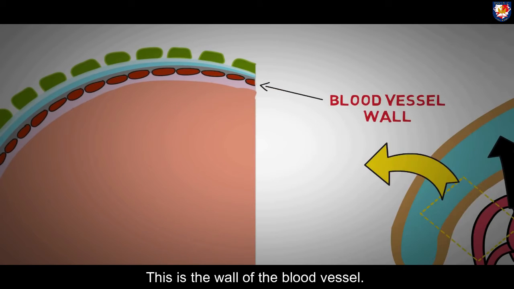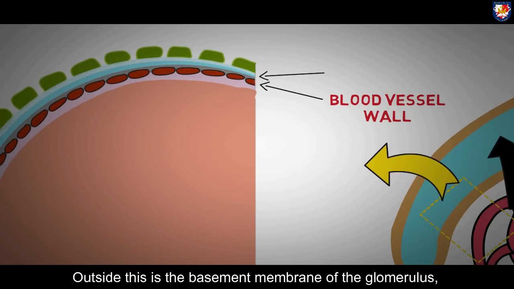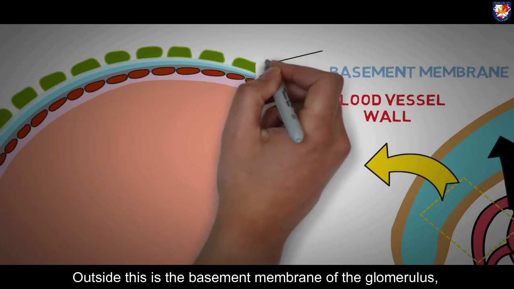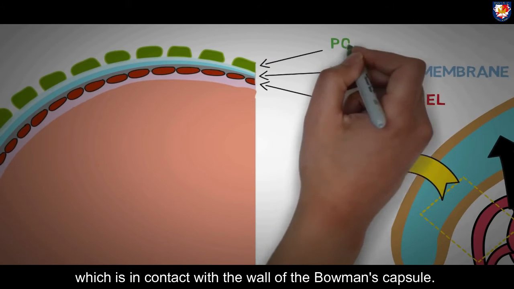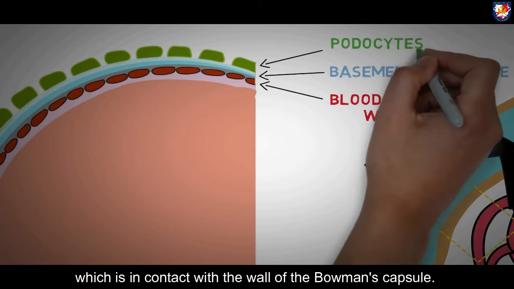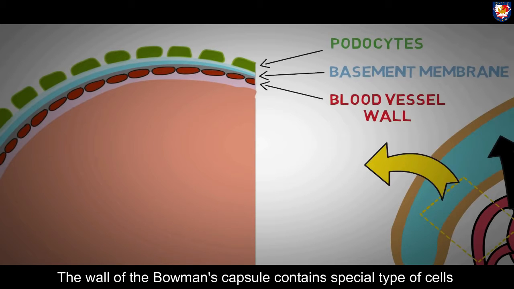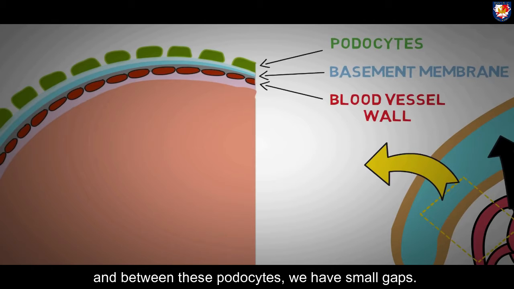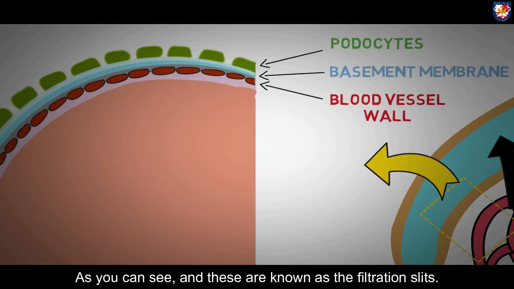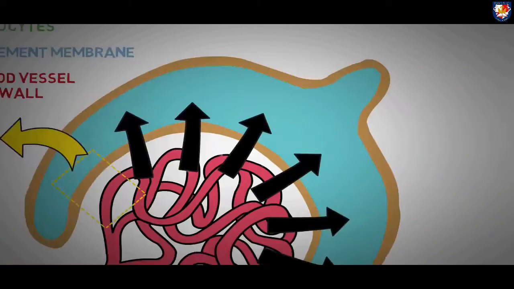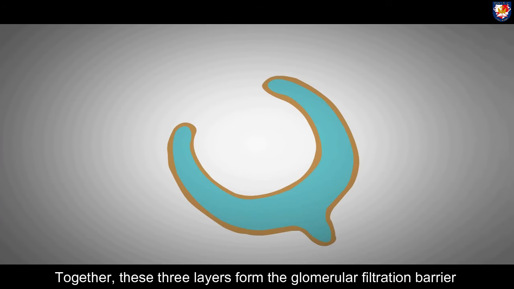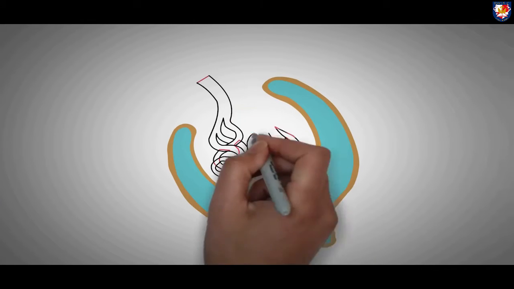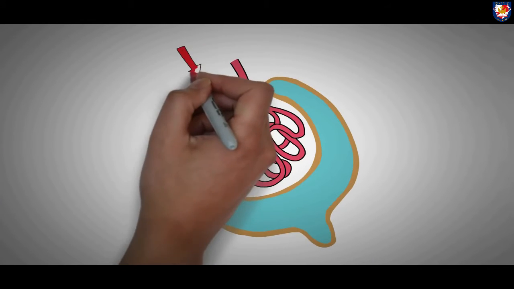This is the wall of the blood vessel. Outside, this is the basement membrane of the glomerulus, which is in contact with the wall of the Bowman capsule. The wall of the Bowman capsule contains a special type of cells known as the podocytes, and between these podocytes we have small gaps, as you can see, and these are known as the filtration slits. Together, these three layers form the glomerular filtration barrier that acts like a filter paper.